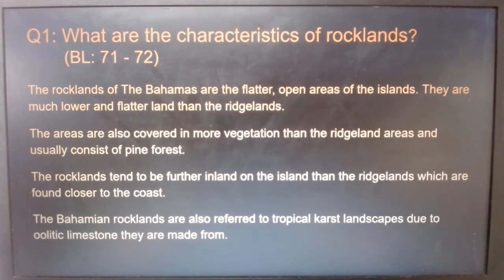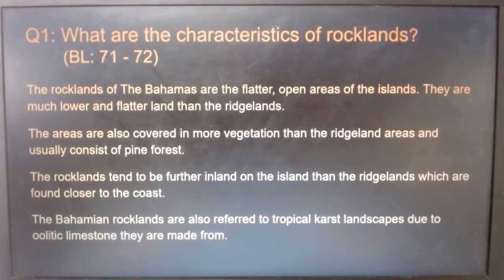So the ridgelands, if we think back to how they were formed, were formed from sediment blowing onto the coast, which would have got trapped right by the edge of the coast. It wouldn't have made it all the way into the island, all the way across. So that's why our ridges are found on the edges of the islands. In the center or further inland, again, New Providence is a good example, we have our rocklands. Anybody who did DOV, a lot of the walking we do through the middle of the island is through rockland areas.